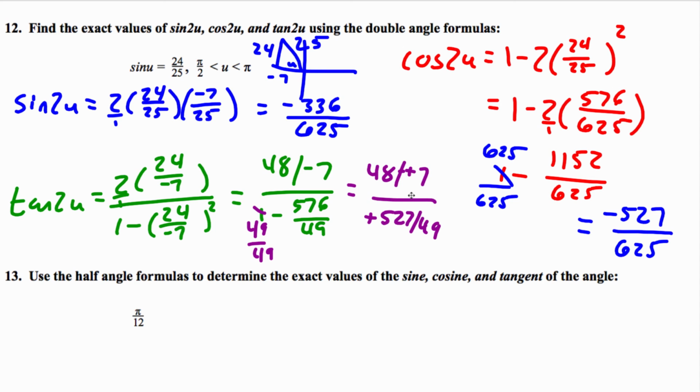Now, I don't like having fractions inside of fractions, so I'm going to multiply top and bottom by 49. On bottom, what that'll do is it'll cancel out the divided by 49, so then the bottom of our fraction will just be 527. On top, if we take 48 divided by 7 and then multiply that by 49, we're going to get 336. So that'll be our answer for the tangent because there's no reducing that we can do there. 336 over 527.